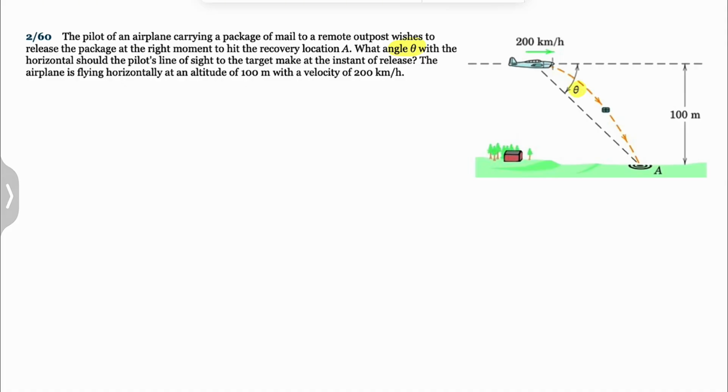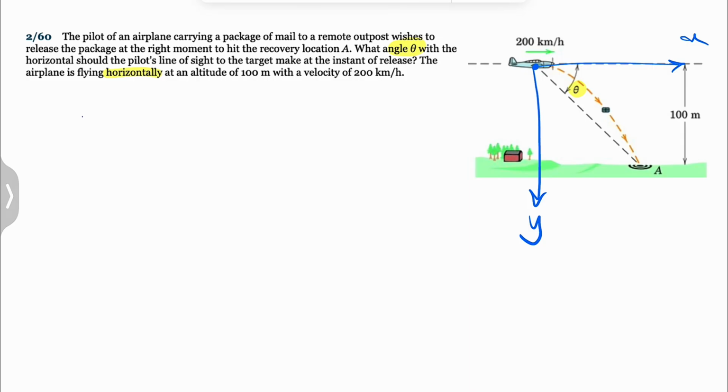So basically we're asked to find this angle theta, and the airplane is flying horizontally at an altitude of 100 meters with a velocity of 200 kilometers per hour. So we're dealing with two motions again, the x motion and the y motion. Let's put our origin here, and this will be our x-axis, and we can call our y-axis in this direction. It's up to you, it's the same difference.